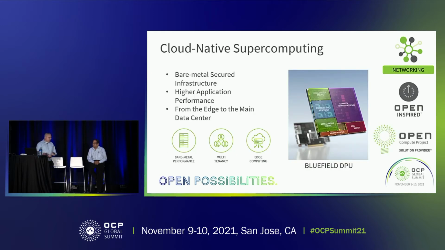But now as we're looking at cloud-native supercomputing and the need to combine bare metal performance and multi-tenancy, in order to do that, you need to actually migrate or move the infrastructure workload outside of the CPU. So if you move that outside of the CPU, you can enable bare metal performance, and you can run more of cloud services on your system, on your supercomputer.